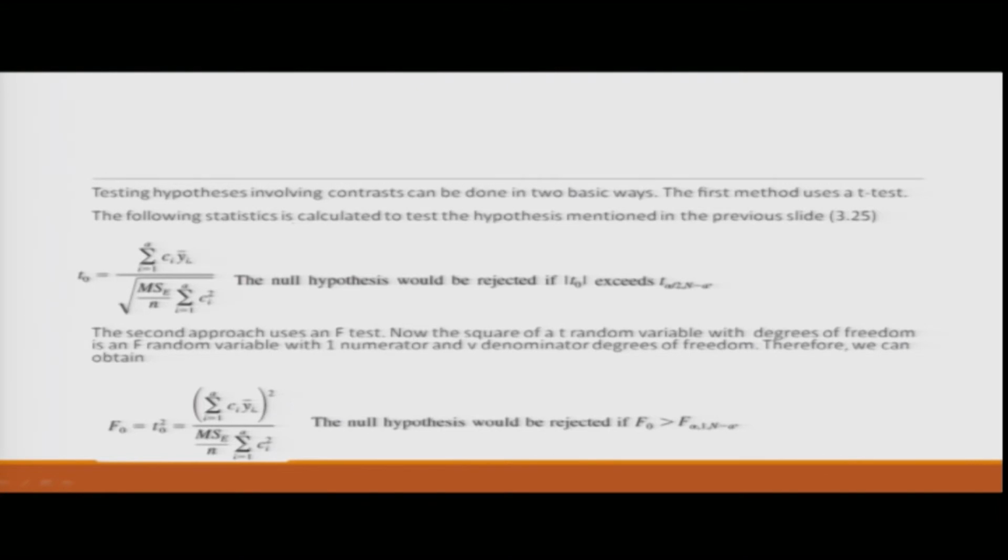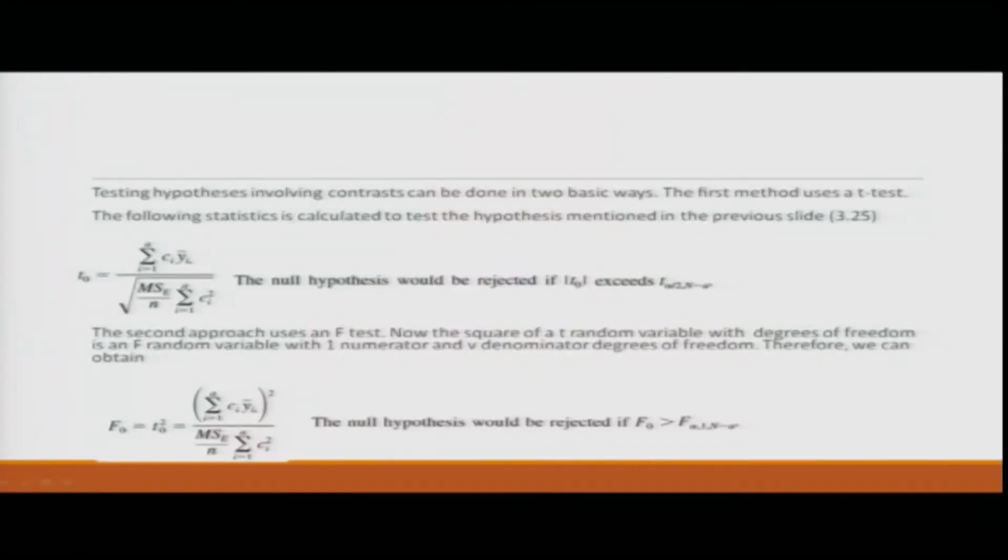So, the mean squared error divided by n into the sum of the Ci squares would basically be the denominator which you have. The null hypothesis would be rejected if the absolute value of T naught exceeds t alpha by 2. So, the degrees of freedom are N minus a, where a corresponds to the number of treatments which you have. Capital N is basically n1, n2, n3, whatever it is, summed up, and this alpha by 2 value comes from the fact that this is a two sided test, not a one sided test, either left one or right one, remember that.